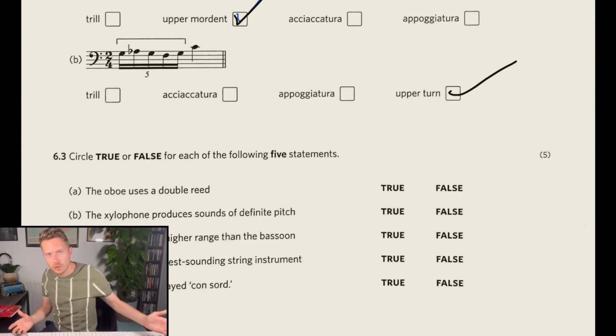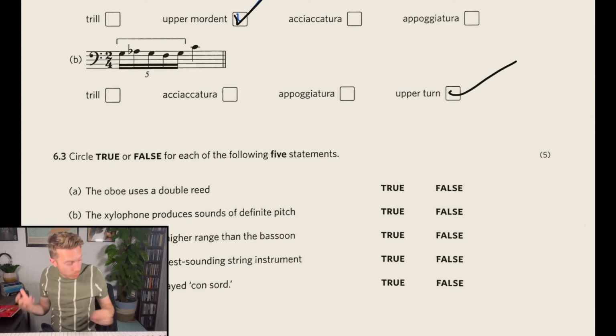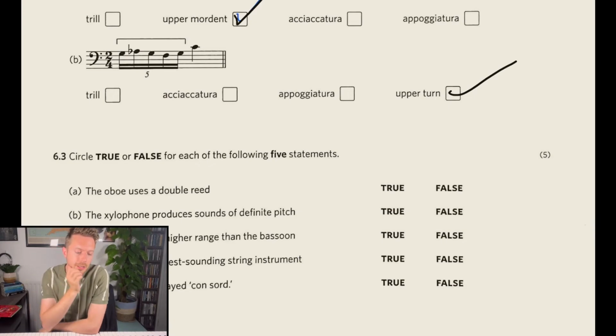Now we have a few questions about the orchestra. These are kind of general knowledge questions that you need to know. The oboe uses a double reed. Now, does it, or does it use a single reed? That's something you just need to remember. The oboe just uses a single reed. The double reed is used by the clarinet. So that's false.